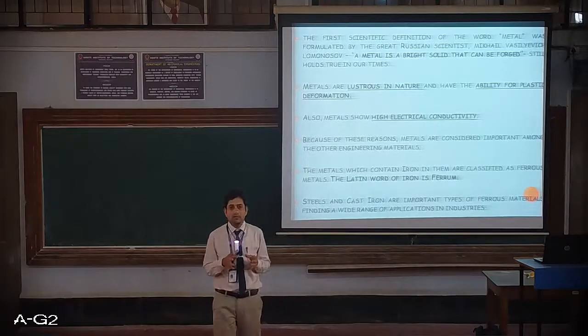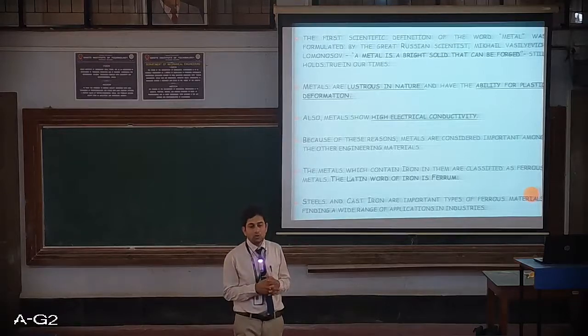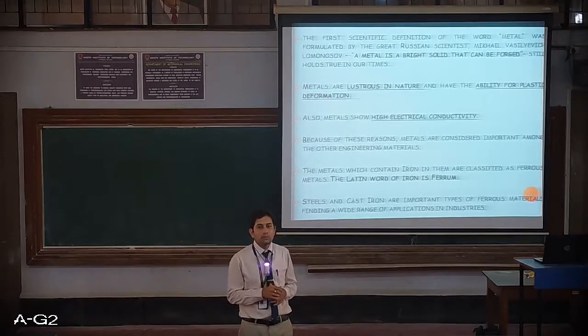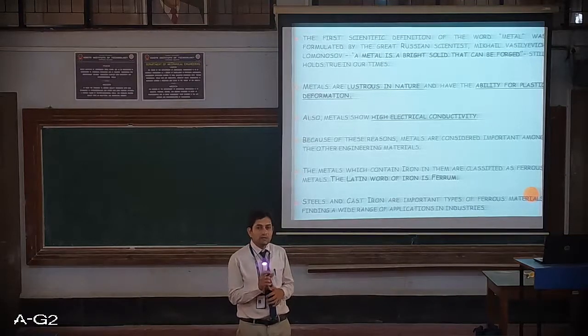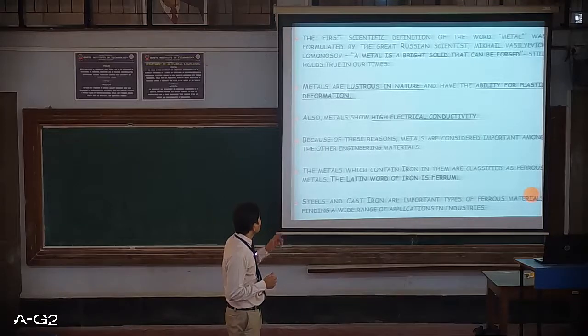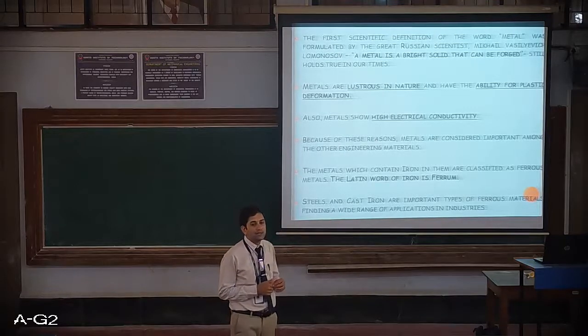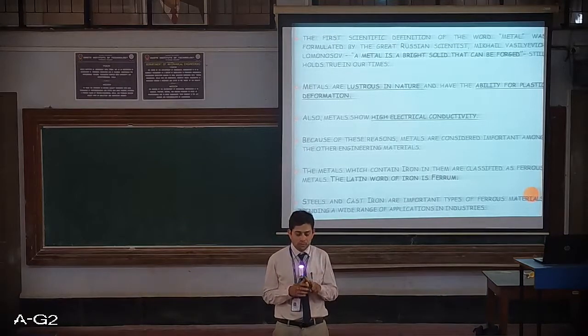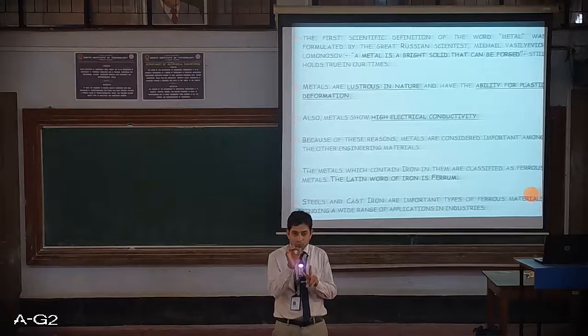Basically forged means it can be shaped, or a particular type of shape could be given to the metal. So in the olden days this was how metal was described, and this definition was given by a Russian scientist called Mikhail Vasilyevich Lomonosov. He described metal as a component which possesses two properties: one is that it is bright, and the other is that it can be forged. The meaning of forged is that it can be formed, it can be given a shape.